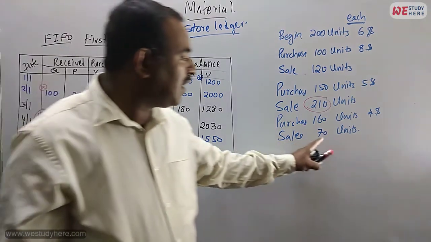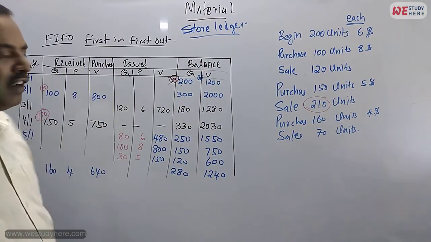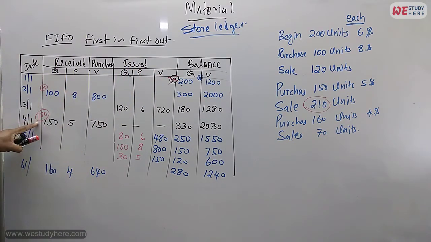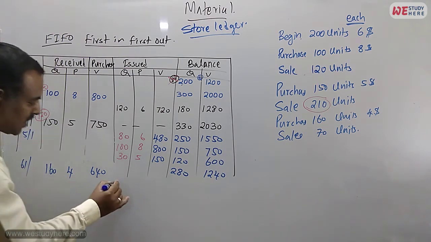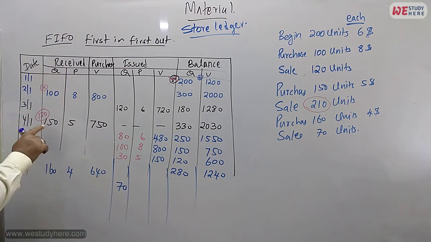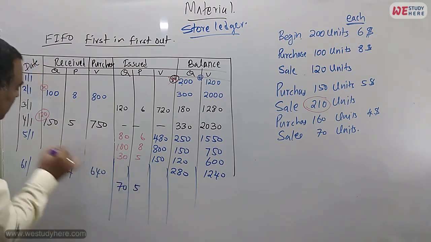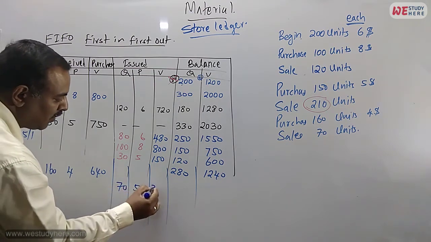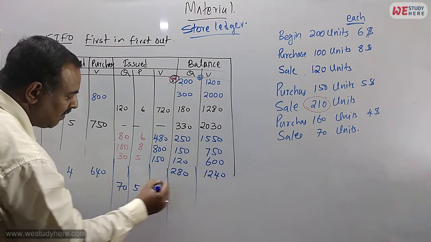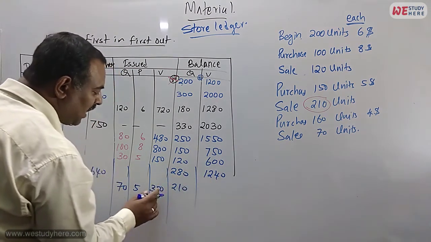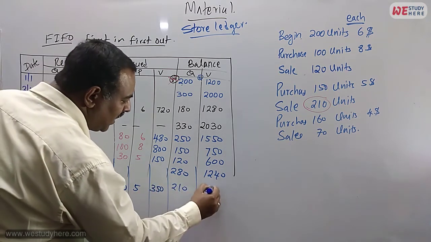Now we are going to issue 70 units. From where are we going to issue these 70 units? Now this one is finished. No, here also finished. Here we have 120. Can we issue 70 from here? Yes, we can issue 70 from here. Now if we issue the 70 units, which price? $5. Then how much remaining now? 50 remaining, right? 70 into 5, 350. 280 minus 70, 210. Yeah, so we have to minus, right? 1240 minus 350, then 890.